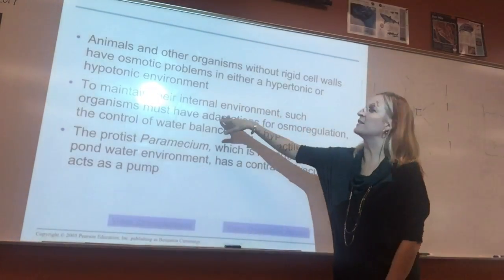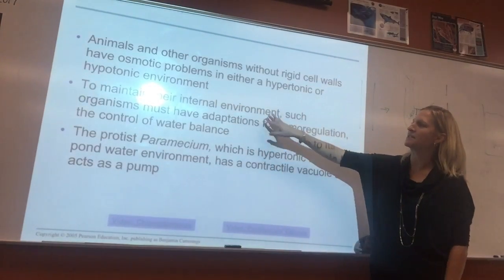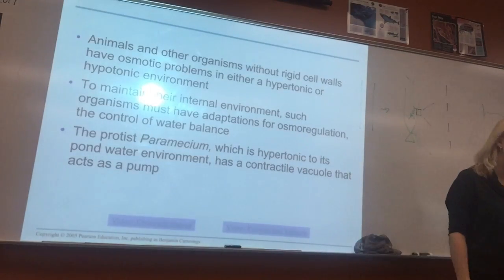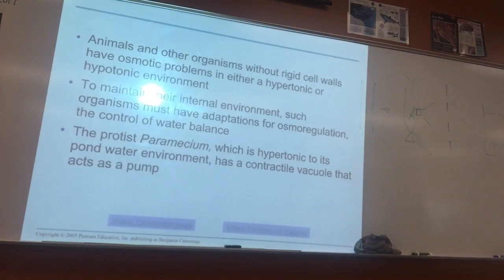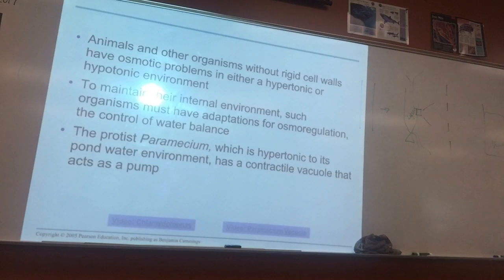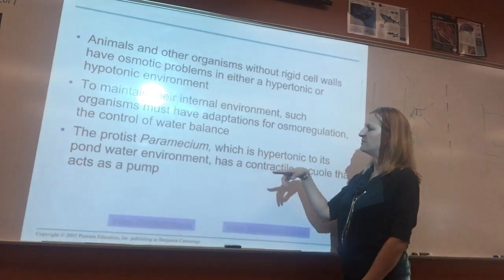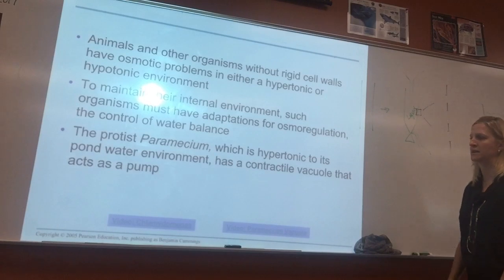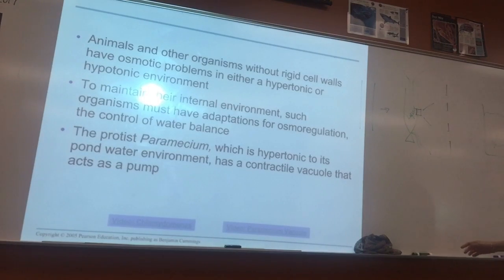So when you have a cell like that, to maintain their internal environment, such organisms must have adaptations for osmoregulation, or regulating osmosis, or the control of water balance. So an example of an adaptation that we've talked about before is the protist, the unicellular organism called paramecium. Paramecium is hypertonic to its pond water environment and has a contractile vacuole that acts as a pump.